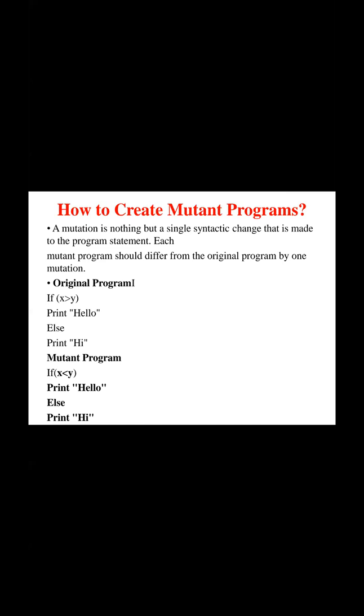From this example, you can easily understand. See how to create the mutant program: a mutation is nothing but a single syntactic change that is made to the program statement. We'll create a small syntax change. You know very well, every program will have its own syntax and semantics. Syntax means the rules and regulations we need to follow while creating any executable statement. Semantics means the literal meaning behind the executable statements.